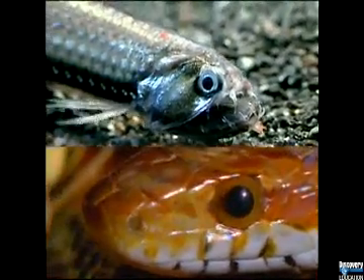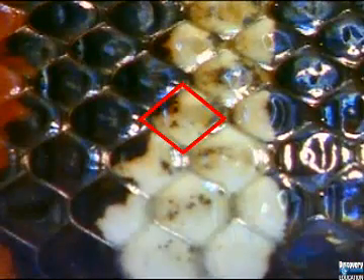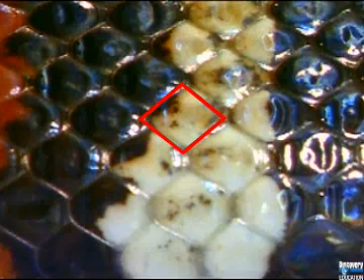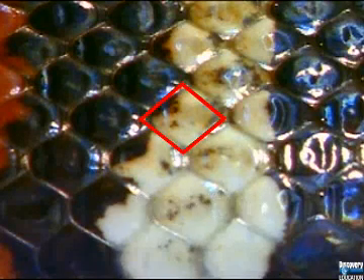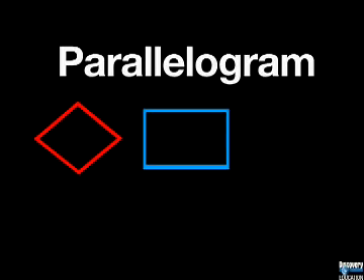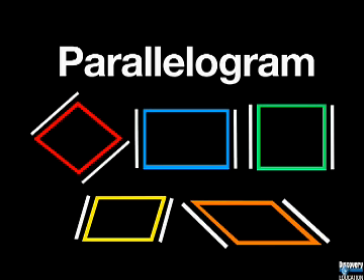Snake and fish scales look almost square. They still have 4 straight sides, all the same length. A shape with 4 straight sides the same length is called a rhombus. A square is one type of rhombus, with right angles. A rhombus is a type of parallelogram, and so are rectangles and squares. In a parallelogram, opposite sides are always the same length and parallel.